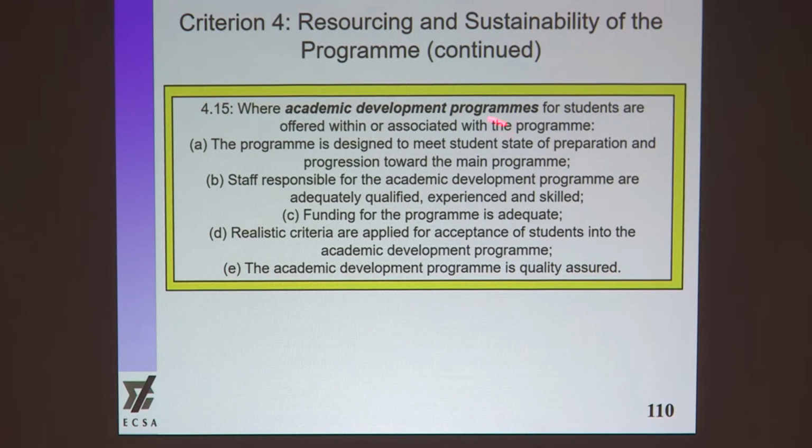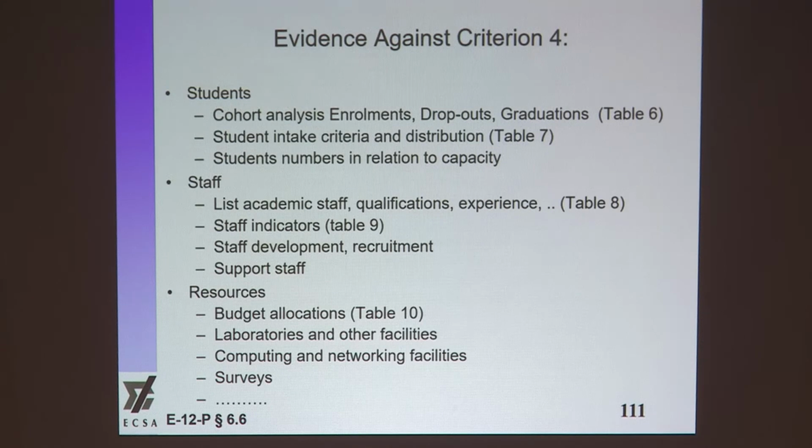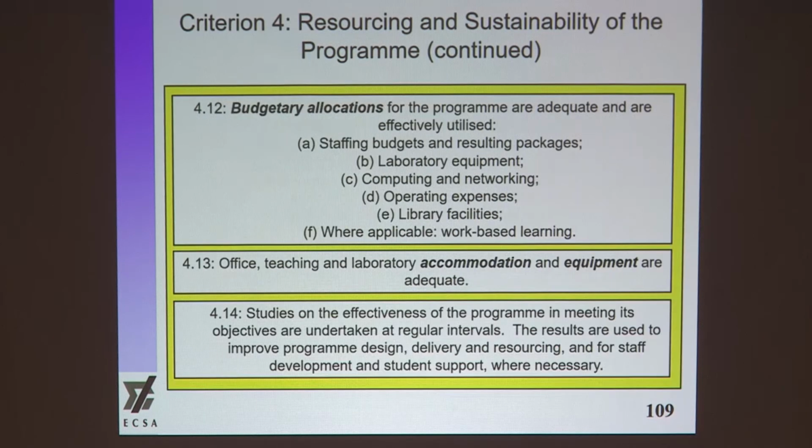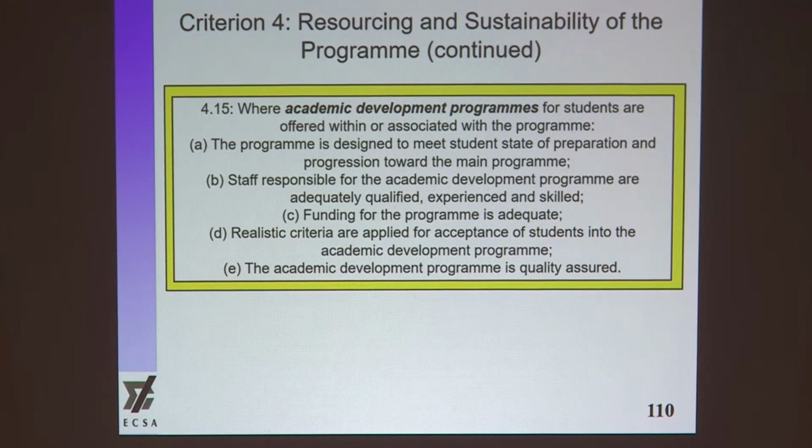And then this is very important. Where's the academic program for students offered? Development. Staff responsible are adequately qualified. Funding, realistic criteria, and again, quality assurance. There's one year I've lost. Oh, that's awful. That there's adequate provision for staff to develop and to get the additional qualifications and stuff. It's somewhere here.